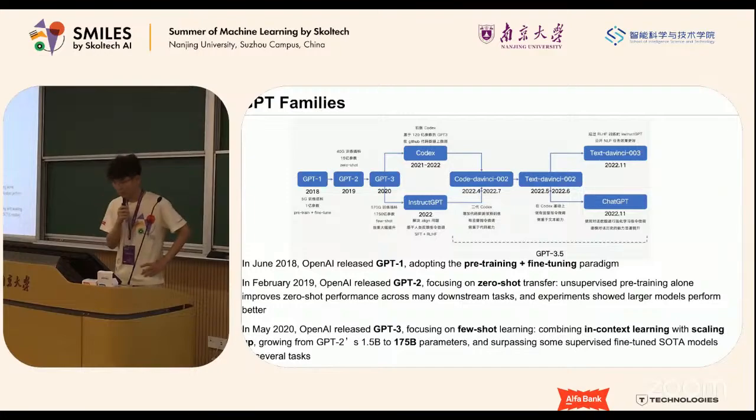In June 2018, OpenAI released GPT-1, which explores the pre-training and fine-tuning paradigm. In February 2019, GPT-2 shows that unsupervised pre-training alone can yield strong zero-shot transfer without task-specific fine-tuning. In May 2020, GPT-3 scales parameters to 175 billion, proving that scaling enables in-context learning. By late 2022, InstructGPT introduced RLHF, which paved the way for ChatGPT in November 2022. And the multimodal GPT-4 was released in March 2023.